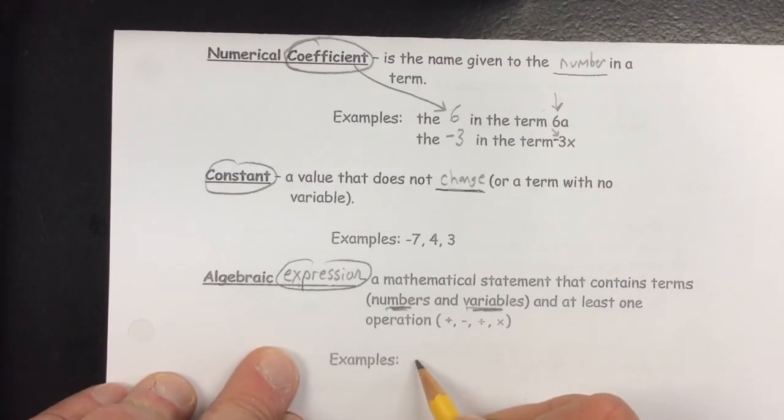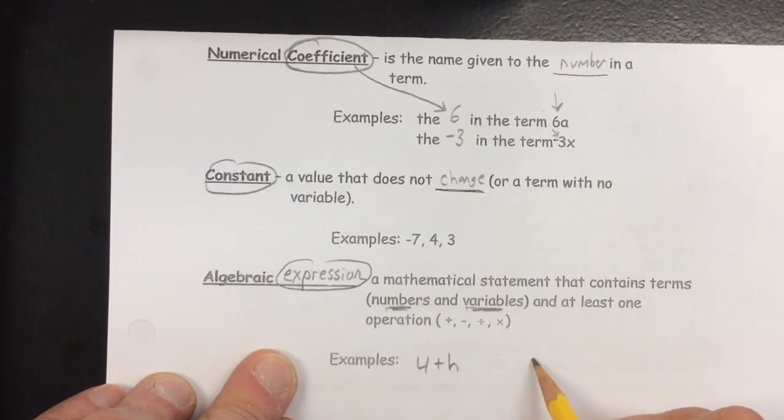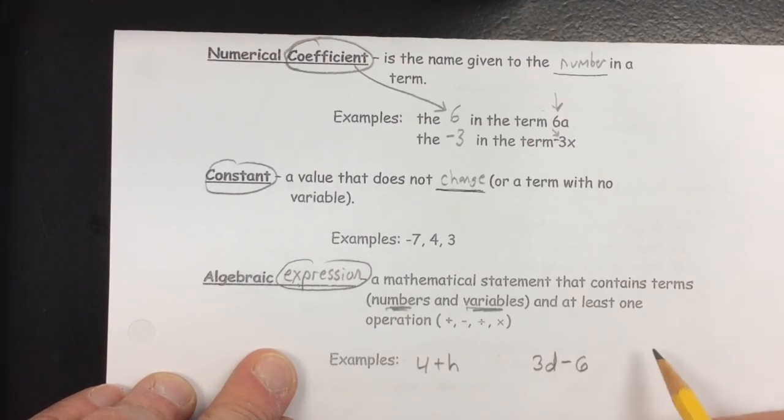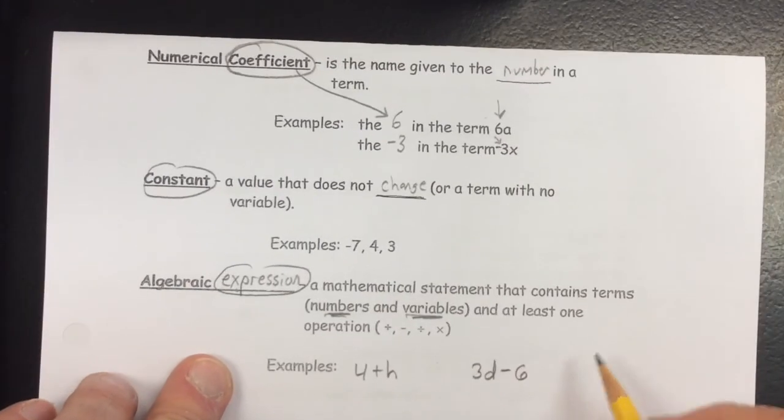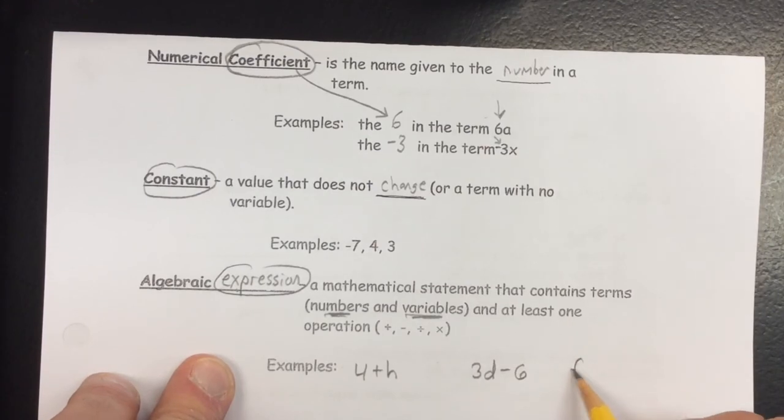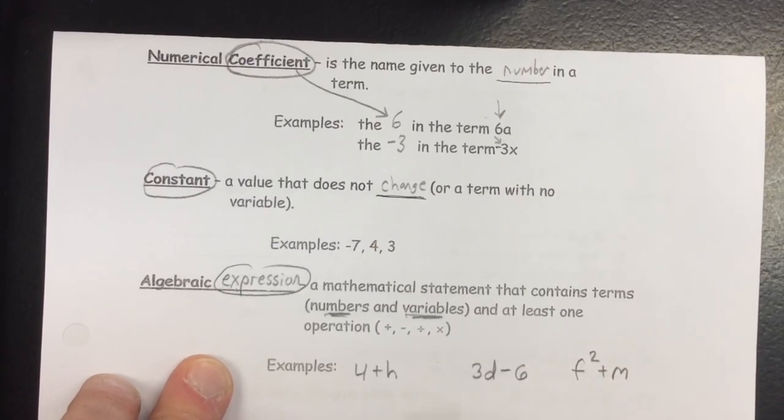Some examples of algebraic expressions: 4 added to h, 3 times some number, we'll give it a variable d, decreased by 6. And we could also look at, we have a variable f, and we're going to square it, raise it to the second power, and increase it by m. These are all examples of algebraic expressions.